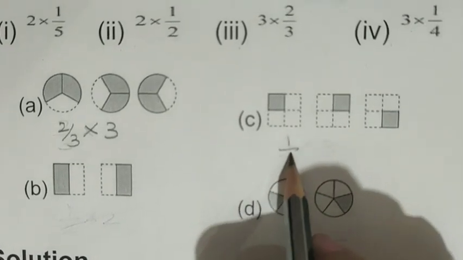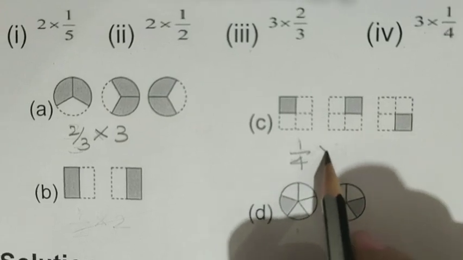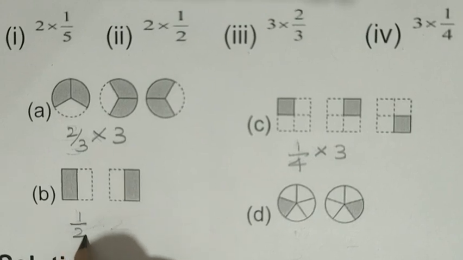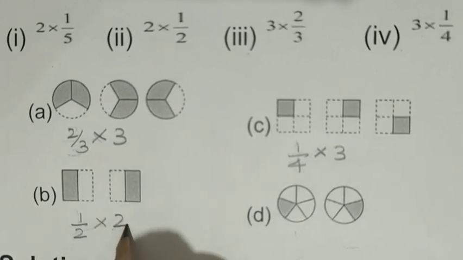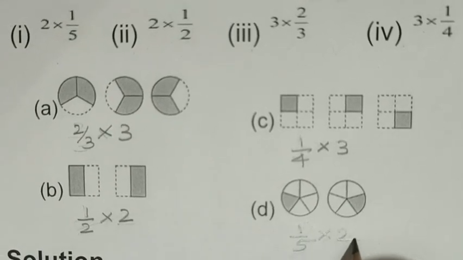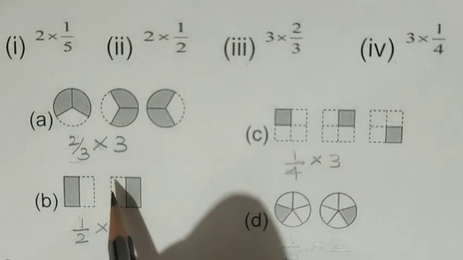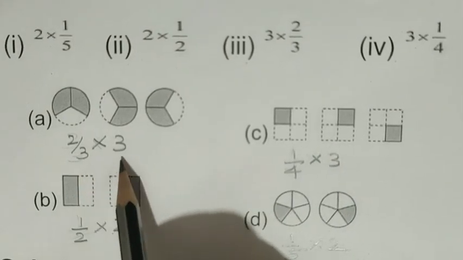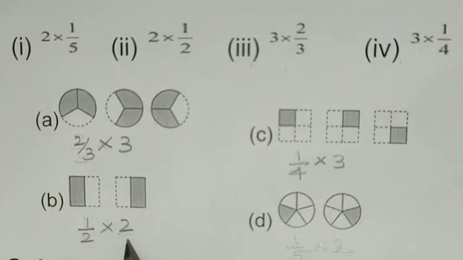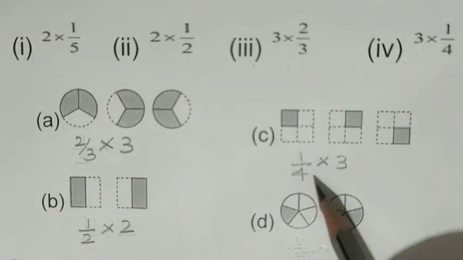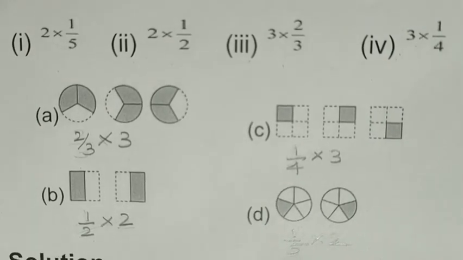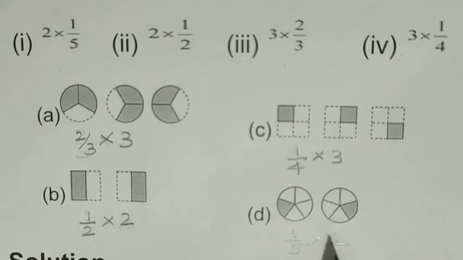Here similarly 1 by 4th is a shaded part and 3 squares are there. So 1 by 4 into 3. Similarly 1 by 2 part is shaded and 2 rectangles, 1 by 2 into 2. Here 1 by 5 is shaded, 2 circles, so 1 by 5 into 2. So we are doing the matching here. 2 by 3 into 3 means this A is matching with the 3. Right? Similarly half into 2 is matching with the 2. 1 by 4 into 3 is matching with the 4. So last one, 1 by 5 into 2, is matching with the first one.